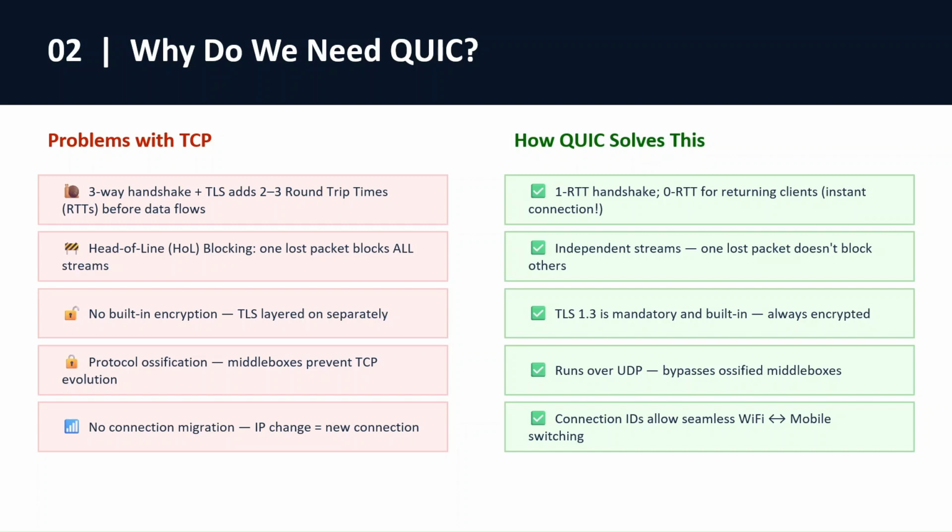Finally, TCP connections are tied to an IP address and port pair. Change your network, say for example switching from Wi-Fi to 4G, and your connection is dropped. QUIC addresses every single one of these. It combines the transport and TLS handshake into one RTT. It eliminates head-of-line blocking by having independent streams. Encryption is mandatory. It runs over UDP, bypassing the middleboxes, and it uses connection IDs instead of IP and ports, enabling seamless network migration.